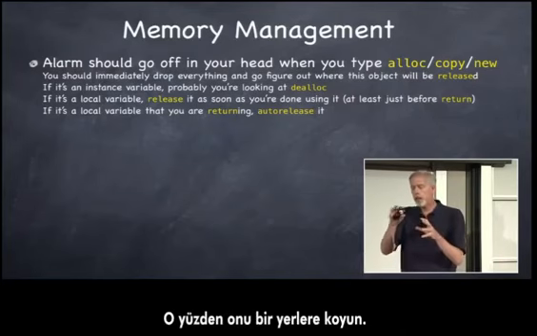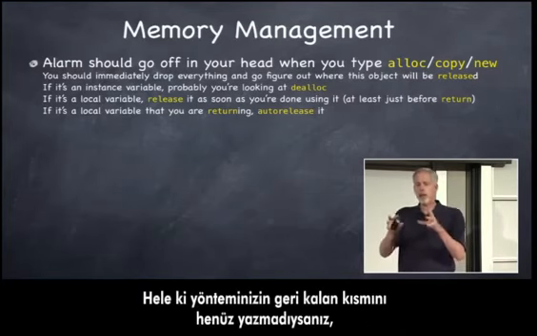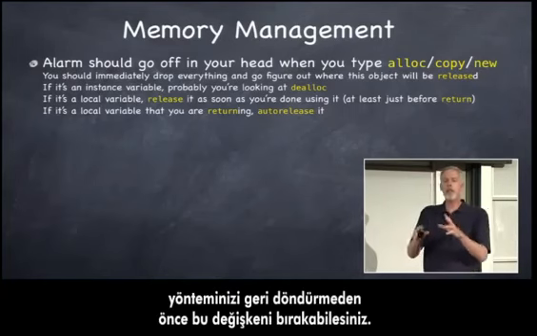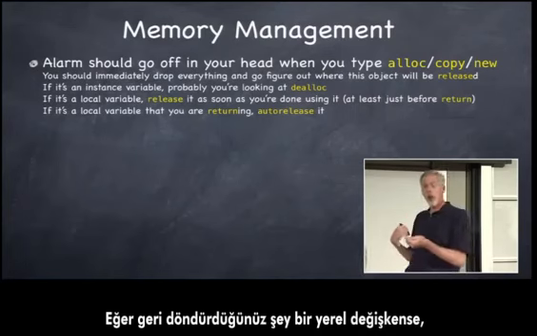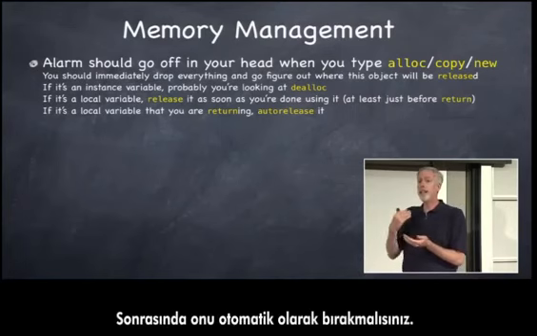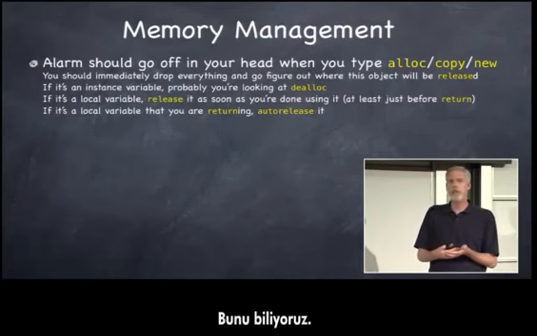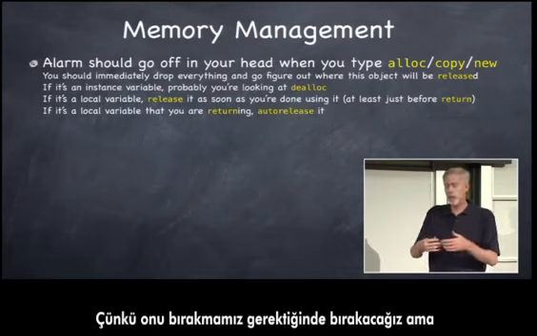So just put it in there somewhere. Even if you haven't written the rest of the method, just put it there so you remember that you've got to release this thing before this method returns. If it's a local variable that you're returning, it's the return value, then you've got to auto-release it, right? We know about that because we're giving it away.